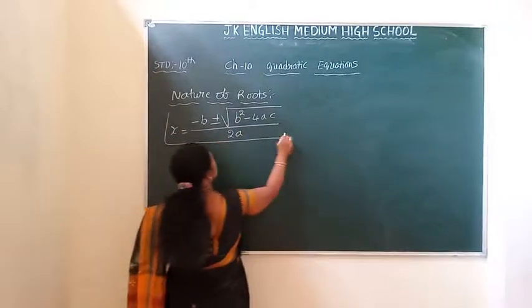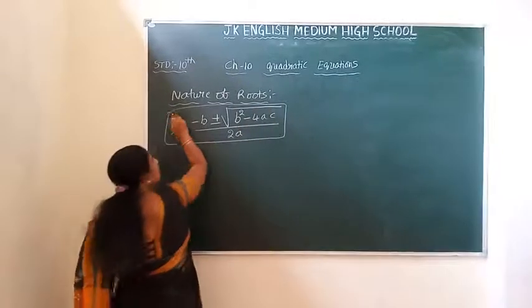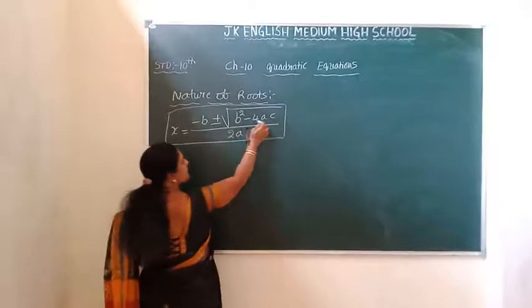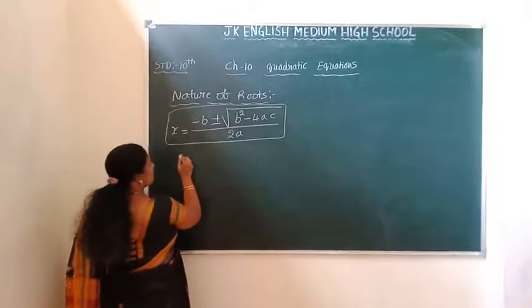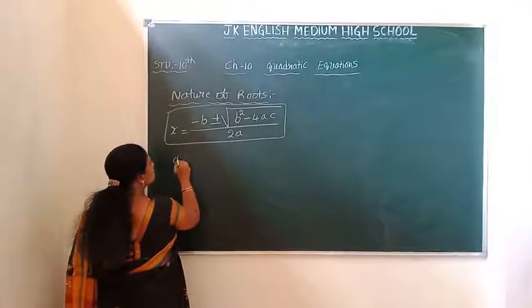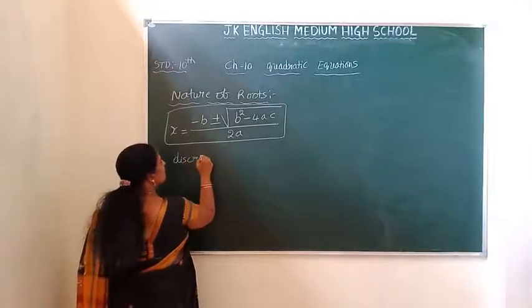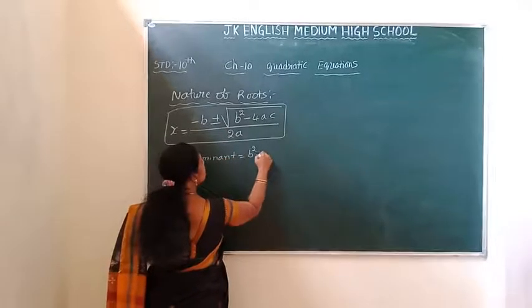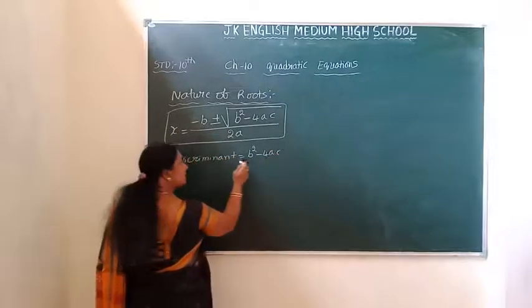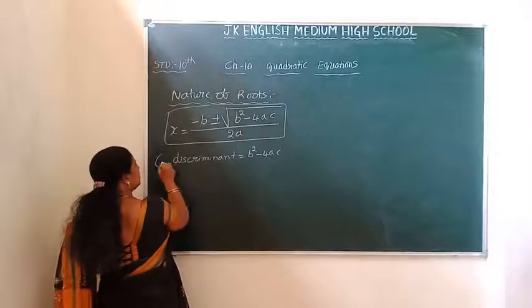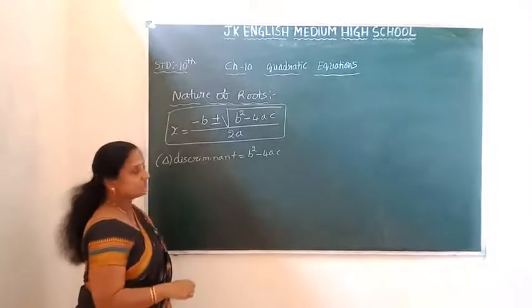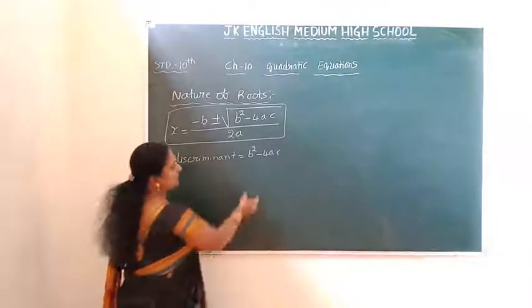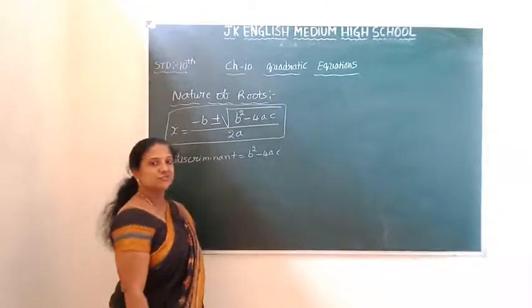This is the quadratic formula. In this, we are going to say the value of b square minus 4ac is called the discriminant. Discriminant is equal to b square minus 4ac. We can represent it by the symbol delta also. So the nature of roots I can find by finding the value of b square minus 4ac.